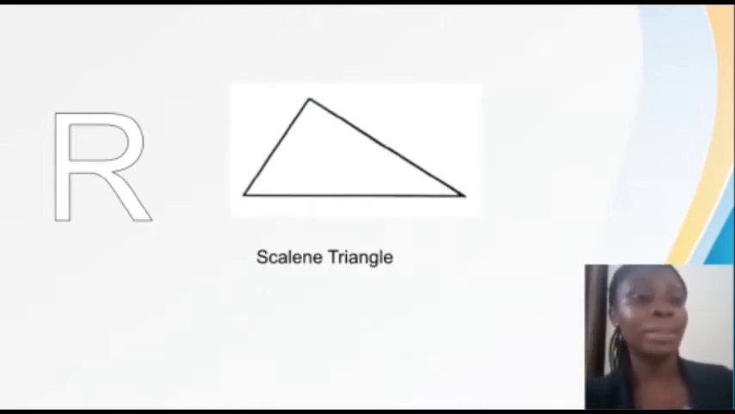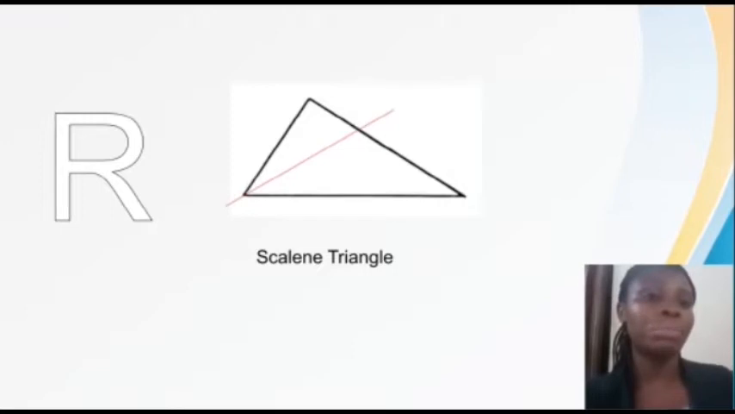Scalene triangle. Let's cut. No. Look at it. One part is even looking bigger than the other. So this is not a line of symmetry at all. Let's see another one. This is not a line of symmetry. No. So a scalene triangle is not symmetrical. It does not have a line of symmetry.